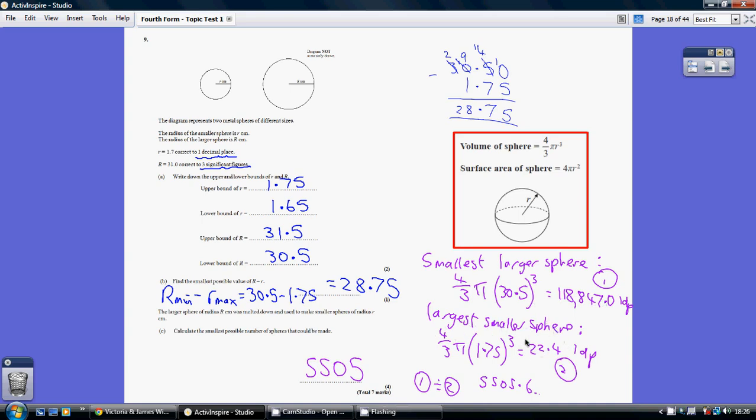How many would that generate? Well, it's going to be 1 divided by 2, which is 5505.6. So how many would we actually generate of completed spheres? Don't round up, round down. So 5505 spheres.